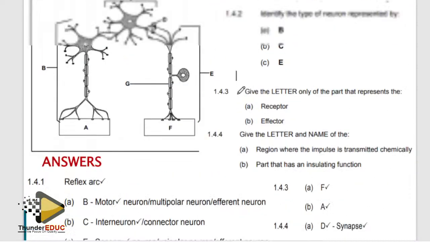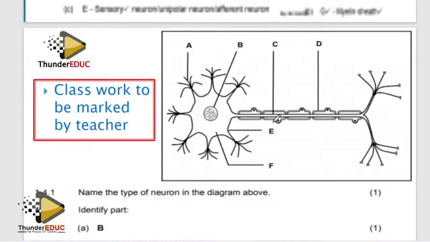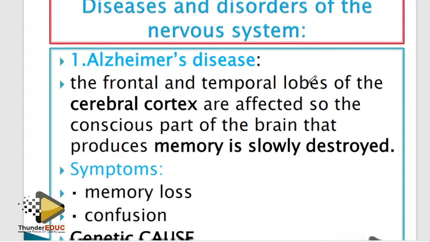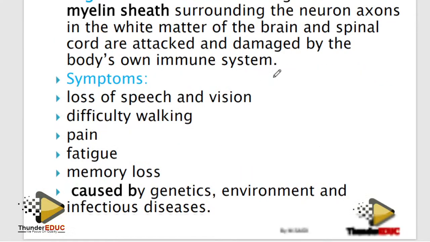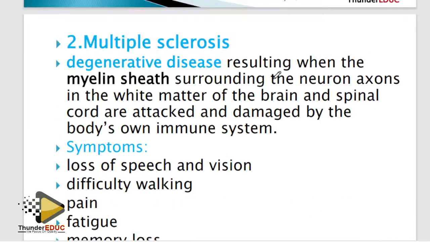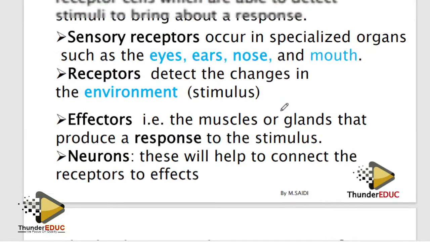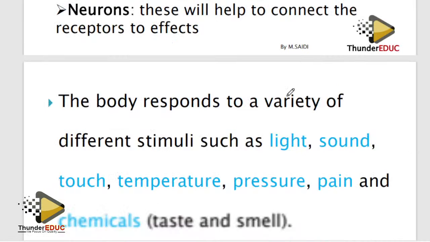These are some of the questions. I'm not going to go through them, but you will be able to answer. Alzheimer's disease and multiple sclerosis come up in objectives. So for Alzheimer's disease, you have to know what is destroyed. Basically, it is the brain. And for multiple sclerosis, what is destroyed is the myelin sheath, through degeneration. Sometimes you call it a degenerative disease. Done. Then let's go to the receptors, eye and ear.